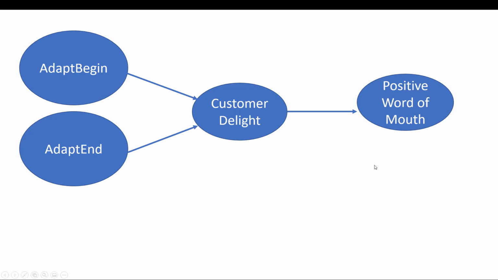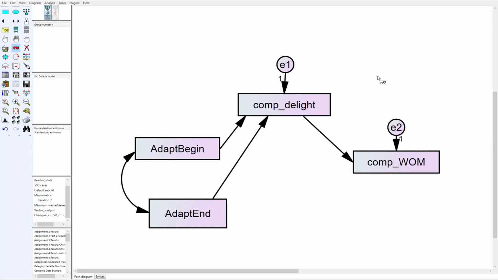All right, so that's an overview. Let's jump into AMOS now, and I'll show you what it looks like and the output and all those good things. So for the sake of time, I went ahead and coded everything in SPSS, and then now I've brought in our new constructs, the adapt begin that's dummy coded and our adapt end that's dummy coded, both of those leading to delight and delight leading to positive word of mouth here.